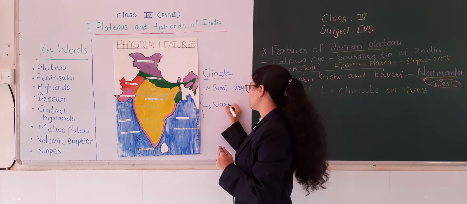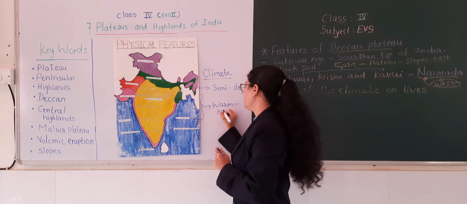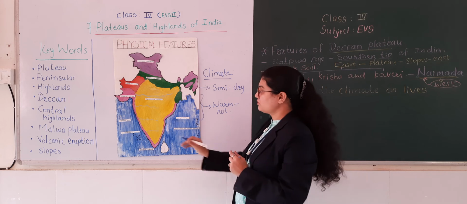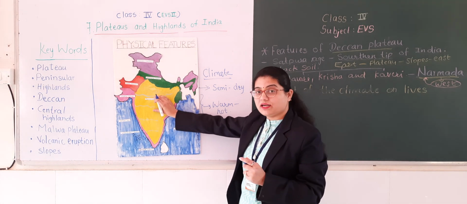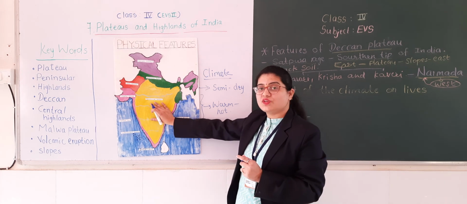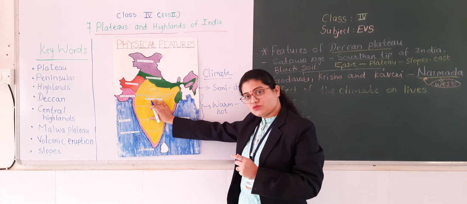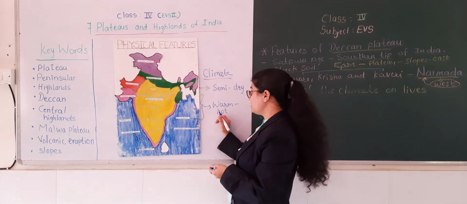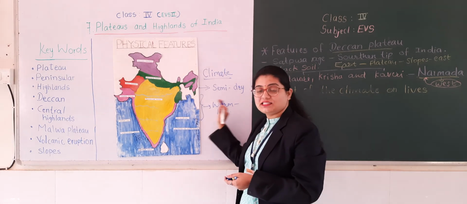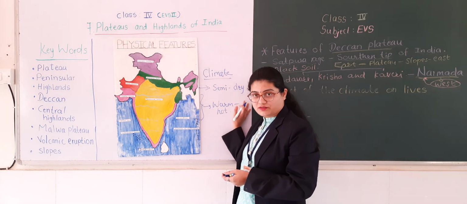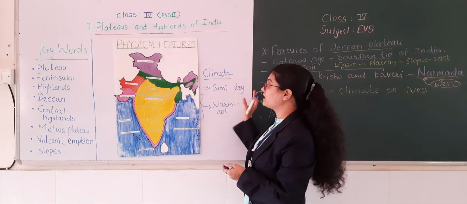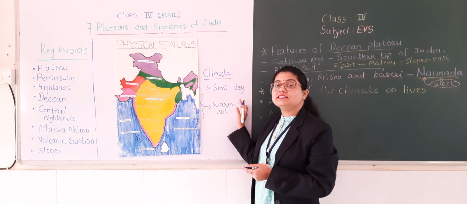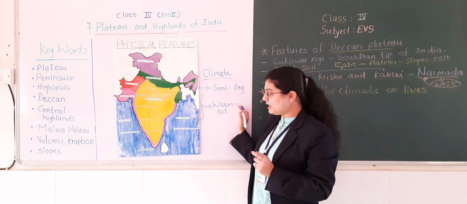Which type of atmosphere do we have here? Warm or hot atmosphere. In some areas we have warm atmosphere and in some areas we have hot atmosphere. We experience rain during the rainy season in this region. Okay.